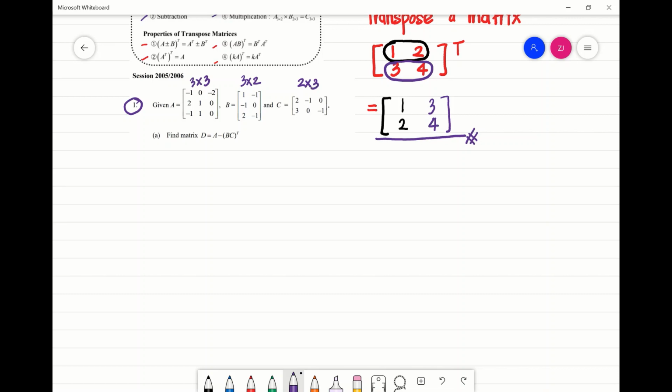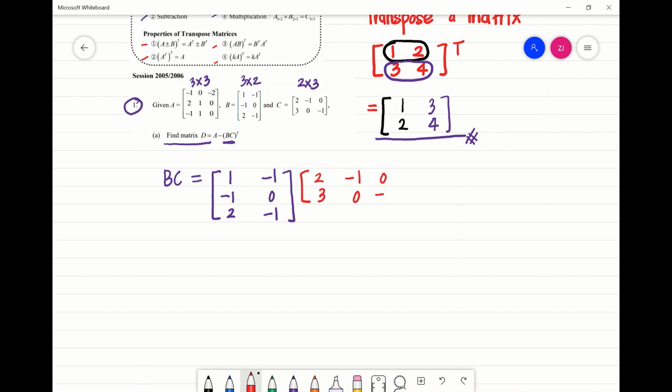So now how are we going to solve this question? Find matrix D such that D is equal to A minus B times C transpose. So what we're going to do here, we are going to multiply matrix B and C first. So B times C will be, we list down, 1, -1, 2, -1, 0, -1. So this is a 3 by 2 matrix multiplied by C. C is 2 by 3, so we have 2, -1, 0, 3, 0, -1.